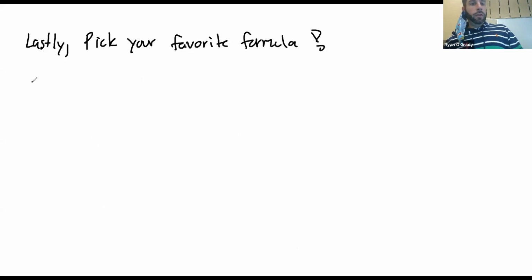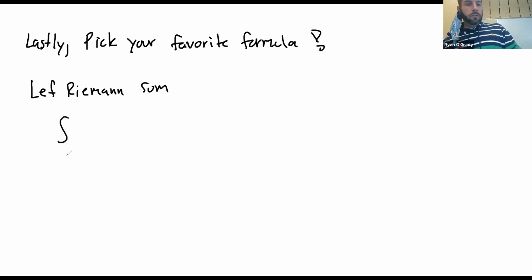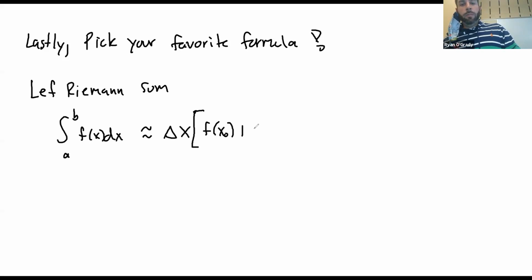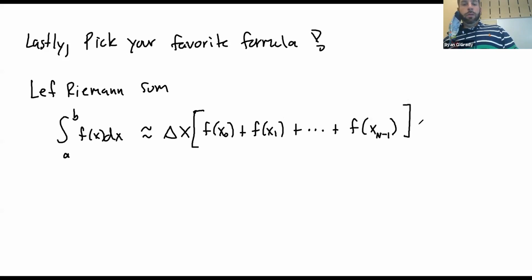So we'll start with the left Riemann sum. This says that the integral from a to b of f of x is approximately delta x times a sum. What is it? Well, it's f evaluated at x sub 0 plus f evaluated at x sub 1, all the way up to the nth minus 1 point. That is the left Riemann sum.